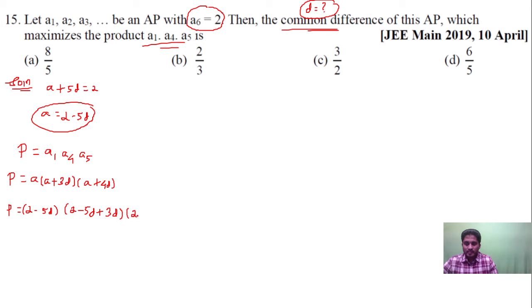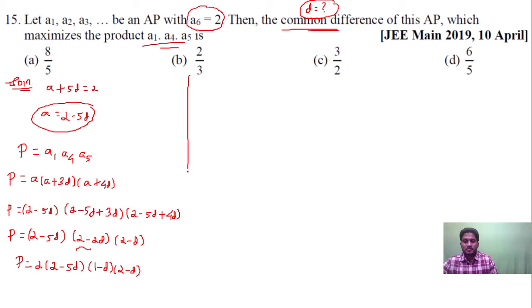Again, this will be equal to 2 minus 5d plus 4d. So product P is equal to 2 minus 5d into... this will be equal to, okay, so this is 2 minus 5d, this is 2 minus 2d, and then you get 2 minus d. I'm going to take 2 common here. Product P is equal to 2 into (2 minus 5d), (1 minus d) into (2 minus d).